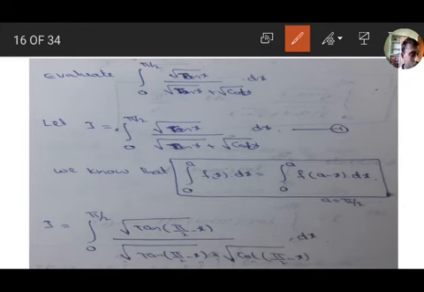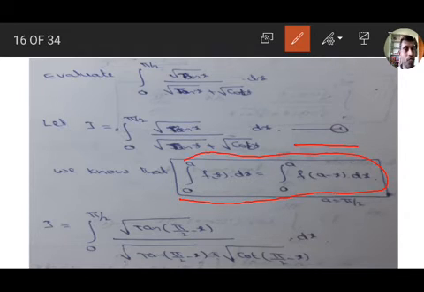Integration, let I equal to integration 0 to pi by 2 square root of tan x by square root of tan x plus square root of cot x dx, equation 1. So we know the property: integration 0 to a f of x dx equals integration 0 to a f of a minus x dx.